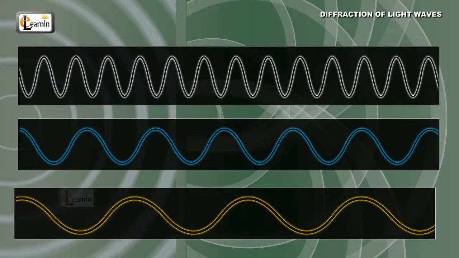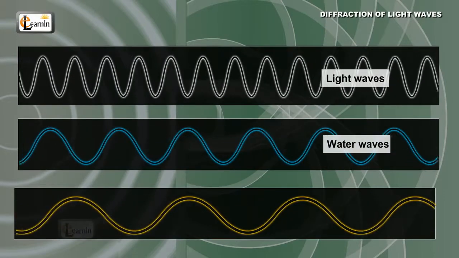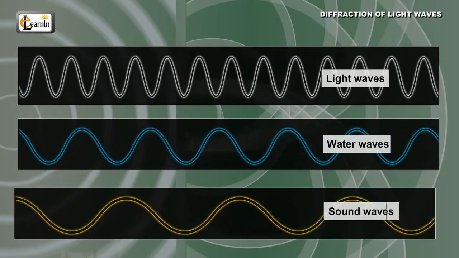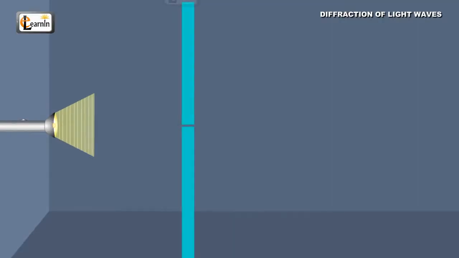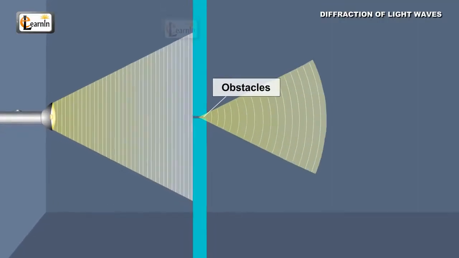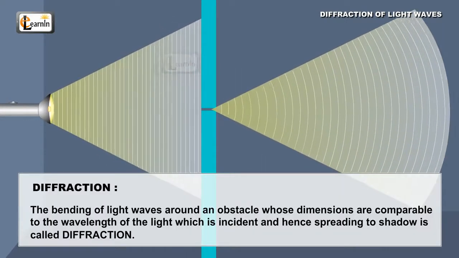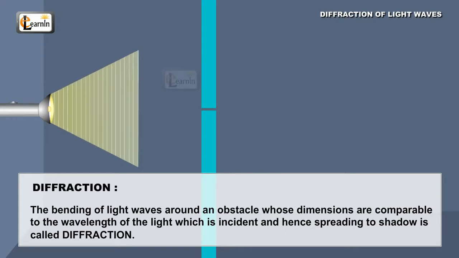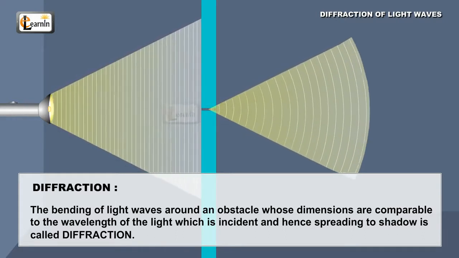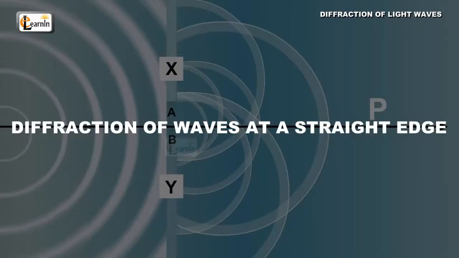The wavelengths of light waves are very similar to the wavelengths of water waves, when compared with each other or when compared to the wavelengths of sound waves. Therefore, the diffraction of light requires small-sized obstacles for observation during experimentation. The bending of light waves around an obstacle whose dimensions are comparable to the wavelength of the incident light, and hence spreading into the shadow, is called diffraction.